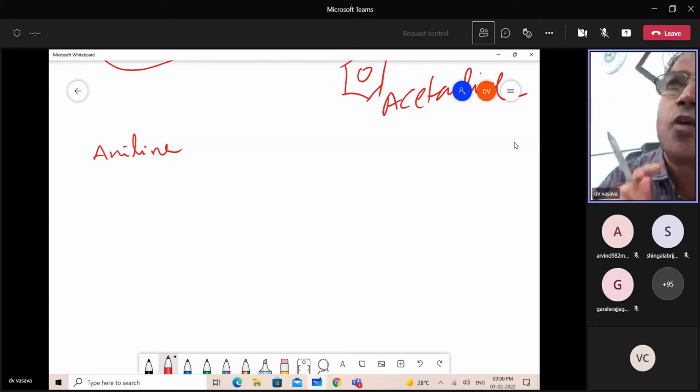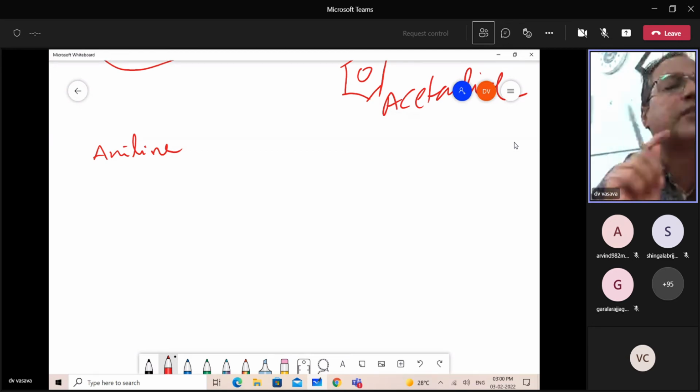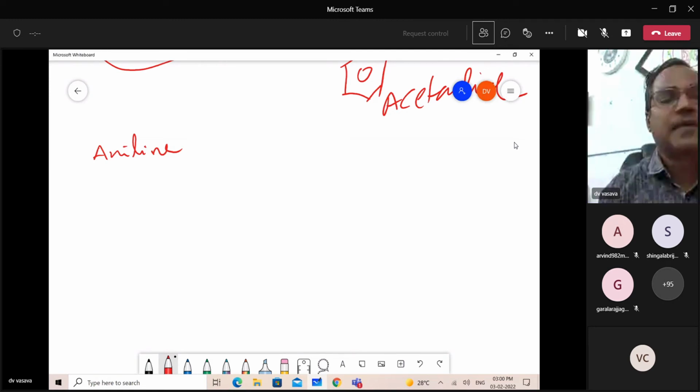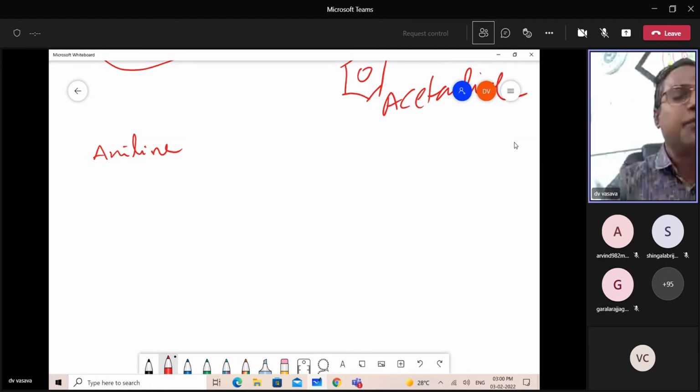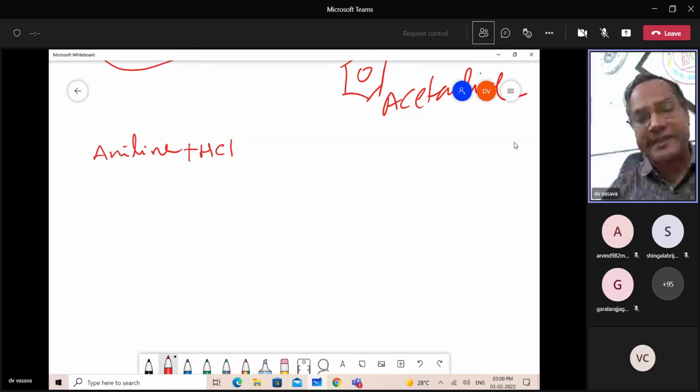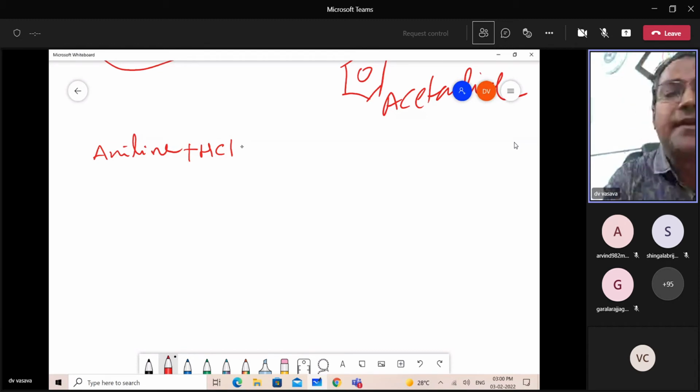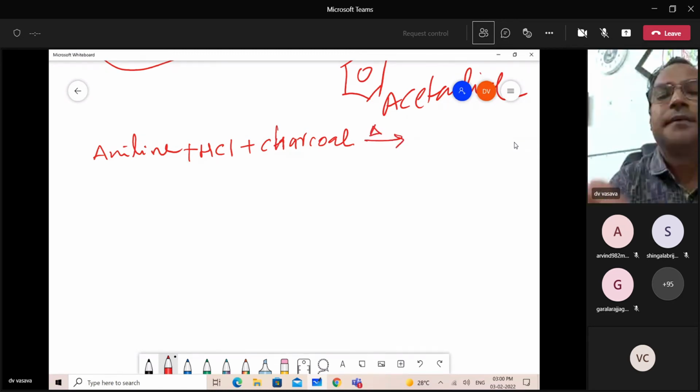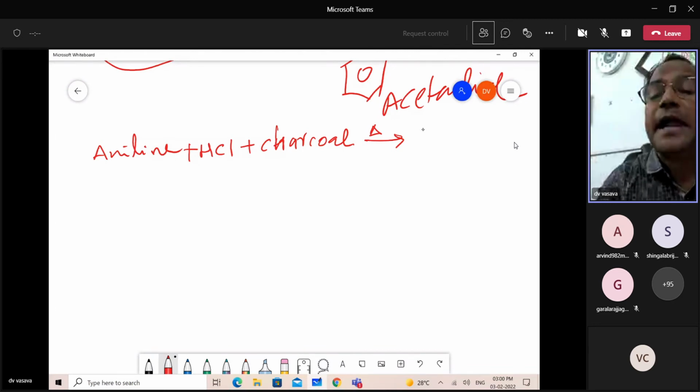So a brownish color is obtained. It means that it is impure aniline or it is oxidized. To remove those impurities, first aniline should be dissolved in the HCl, and you can add the charcoal and heat this solution. Heat this solution and filter it.